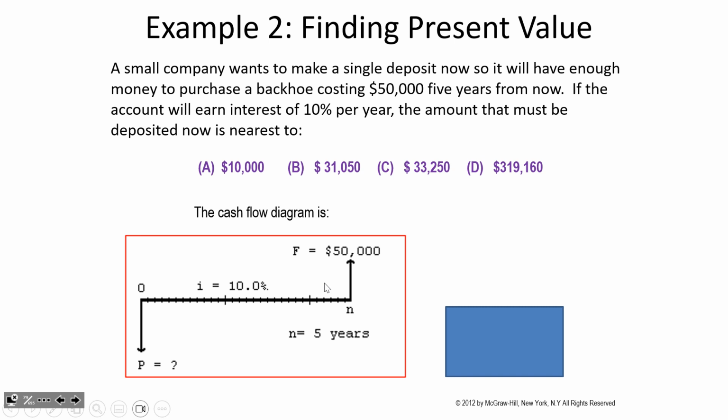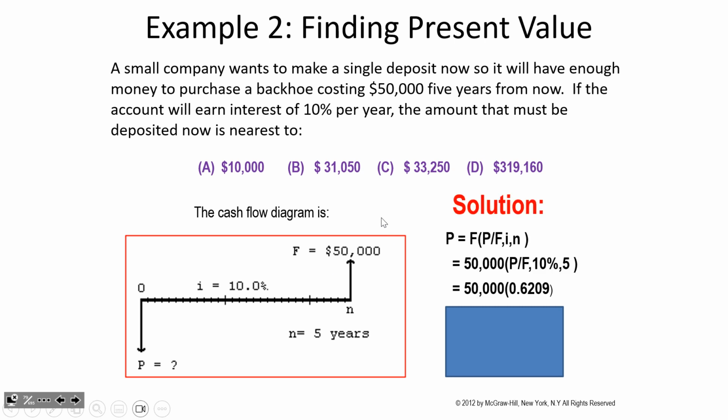So we have the 10% table. N equals 5 is in bold. And the P/F column is the first one. So you'll see how the factor is 0.6209. That tells you that if 50,000 is how much you're going to withdraw, you only need to deposit 62.09% of that amount at the present so that it will compound into the desired amount in the future.